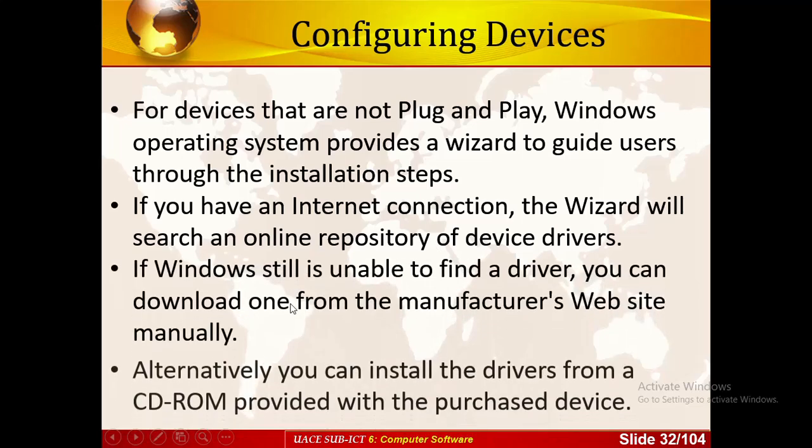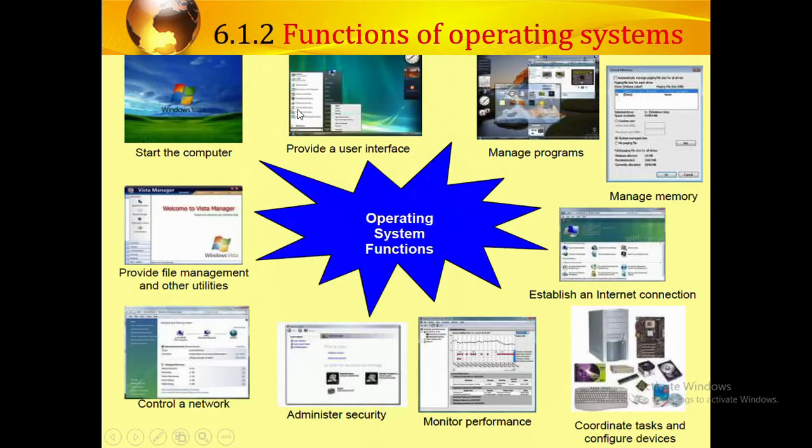So these are all kind of configuration. Those were some of the functions of the operating system. As you can see, it has to start the computer's booting, provide the user interface, manage programs, memory, establish connections, provide management utilities, control the network, administer security, monitor performance, and coordinate tasks. These are some of them, and that is an overview of the operating systems.